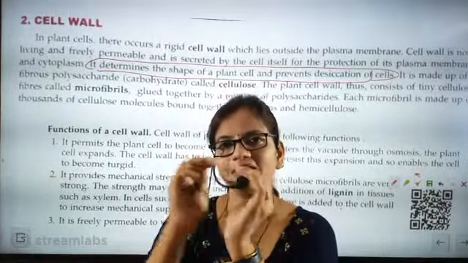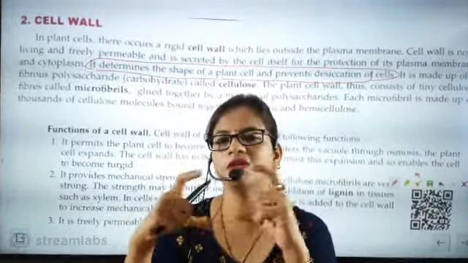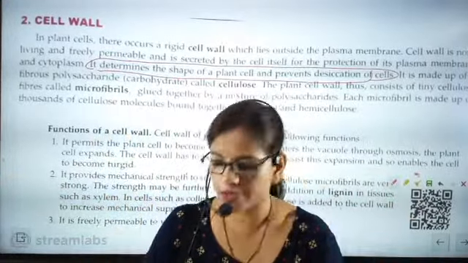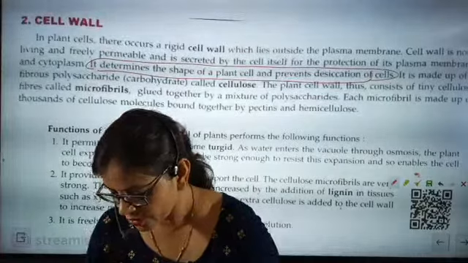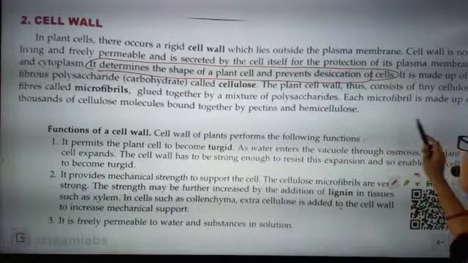The cell wall will bind the plasma membrane and it does not allow extra water; whatever the limit is, that much water will go inside. It will not allow the cell to become turgid to a very high level. I hope you have understood, beta. So this is exactly what they are telling. It does not allow the cell to get desiccated.